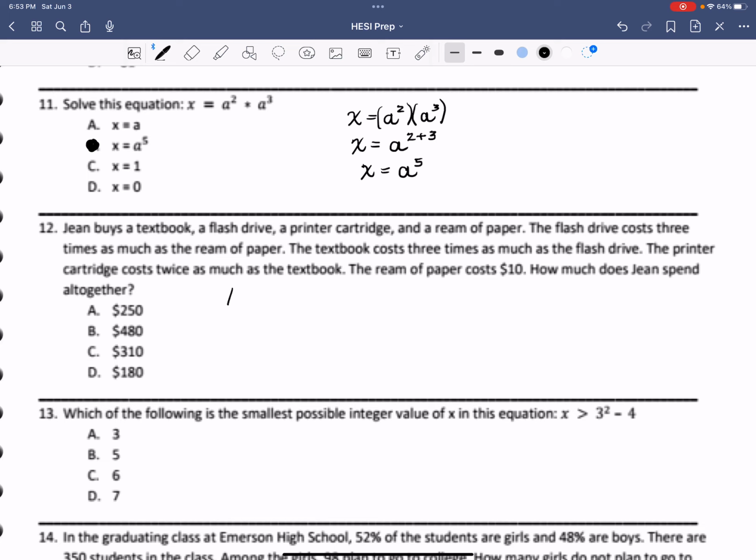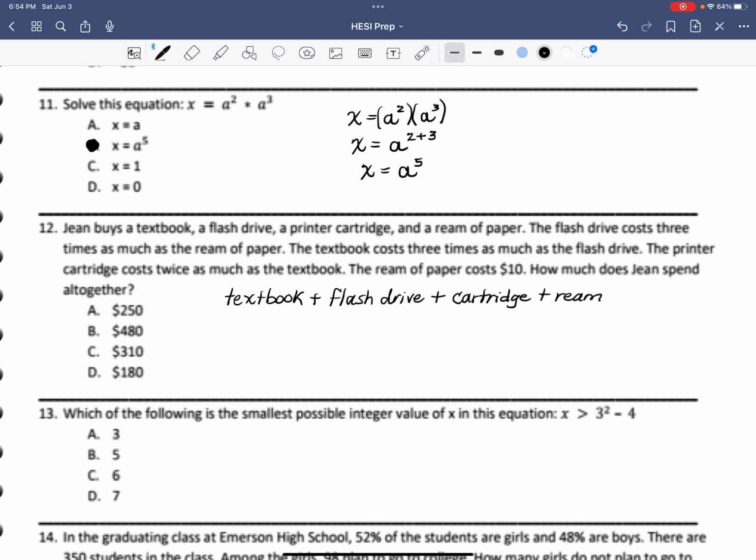So I'm going to list these things that she bought. And the key for me for this one is to determine which of these items was least expensive. If you can find that smallest expense, cartridge, a ream of paper. Altogether tells me to add.